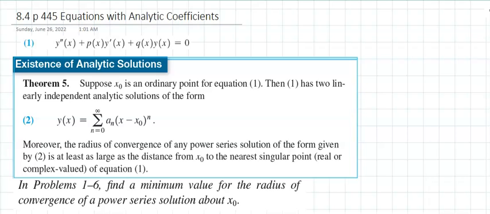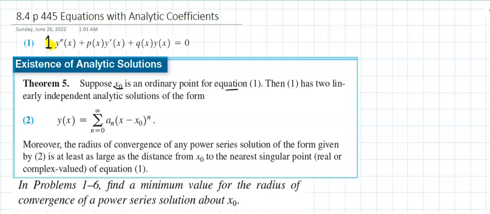8.4 is on page 445, talks about equations with analytic coefficients. Given the standard differential equation, again, our whole theory, we're going to suppose that a sub 1 is always 1, forcing it to be 1: y double prime plus p of x y prime plus q of x y equals 0, the traditional linear differential equation. So theorem 5 says, suppose that x sub 0 is an arbitrary point of equation 1.